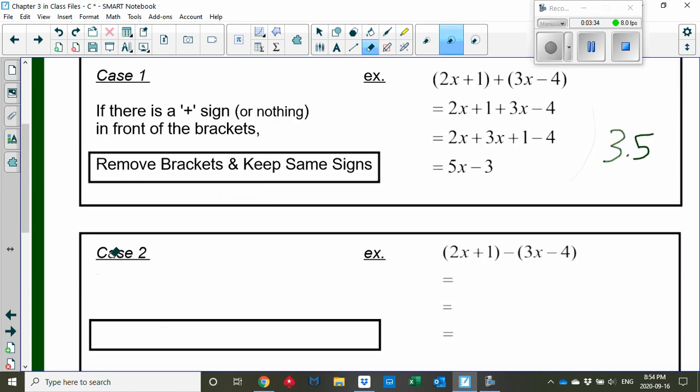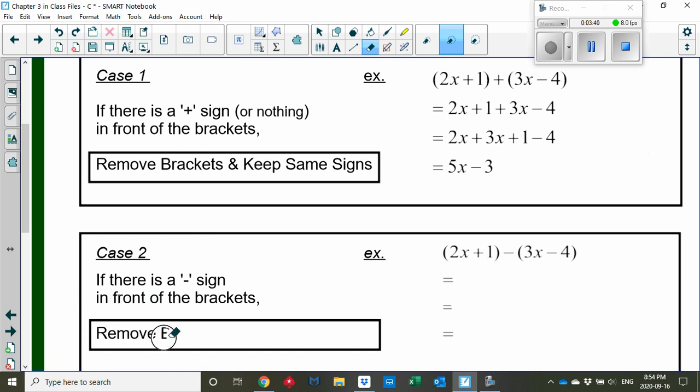The only other case is, what if there's a negative sign out front? Then the same thing, we remove the brackets, but all the signs switch. They change signs. So pause the video, copy this out. And when you come back, I'll show you how to solve this here, which is getting rid of the brackets and keeping this the same, the 2x plus 1, just like we did up here, because there's nothing out front.